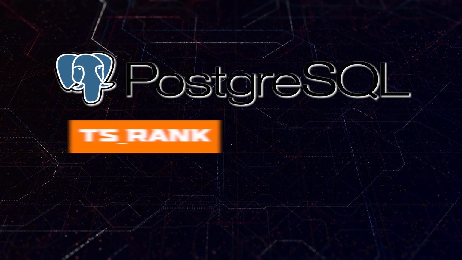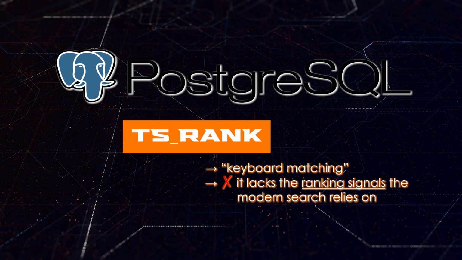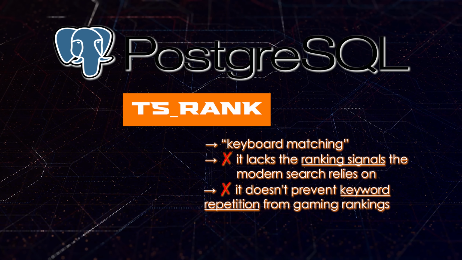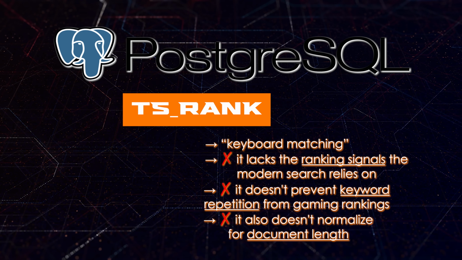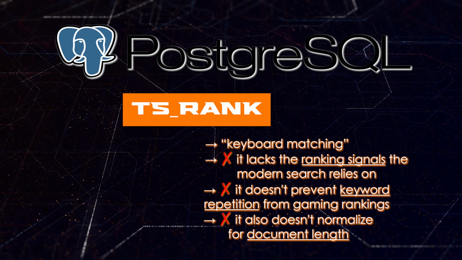Now, this is where Postgres native full-text search starts to fall apart, right? Postgres uses something called TS rank, which basically does keyword matching, but it lacks the ranking signals that modern search relies on. It doesn't account for how rare or how meaningful a term is across the entire corpus, so common words like database get the same weight as important terms like pooling. Now, it doesn't prevent keyword repetition from gaming rankings as well, so long documents that repeat a term over and over again tend to float to the top. And it also doesn't normalize for document length, which unfairly favors longer documents regardless of how relevant they actually are.